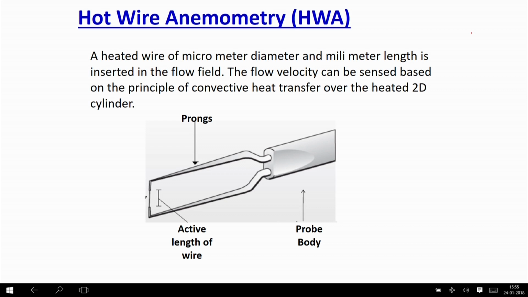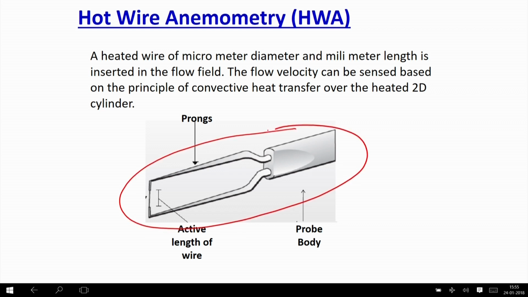Typically, the setup or the kind of probe used in hot wire anemometry looks something like this. It actually has 4 parts. One is the probe body, which is this, which actually supports the probe, and at the back side of this the electronics is there, which is used for the measurements. We will discuss those electronics.